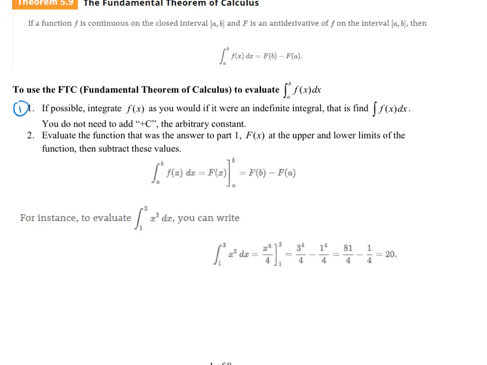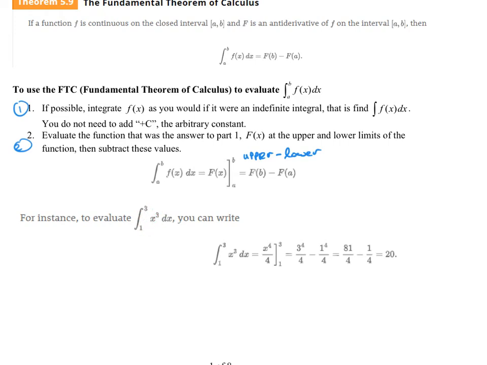And then the second thing you do is you evaluate it at the upper and lower limits. And you always want to do the upper minus the lower. You always want to do the upper minus the lower. So for instance, it gives us a nice example here. It says, what if we wanted to find the integral from 1 to 3 of x cubed dx? So this is the area beneath the curve of x cubed from x equals 1 to x equals 3. How would we find that area?